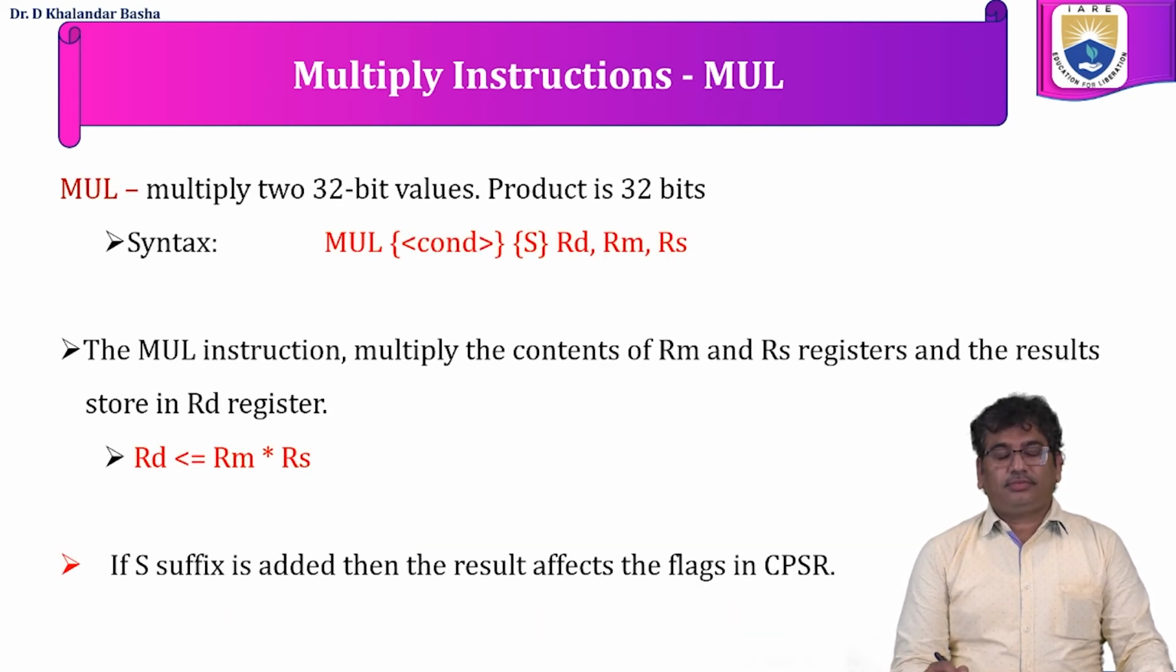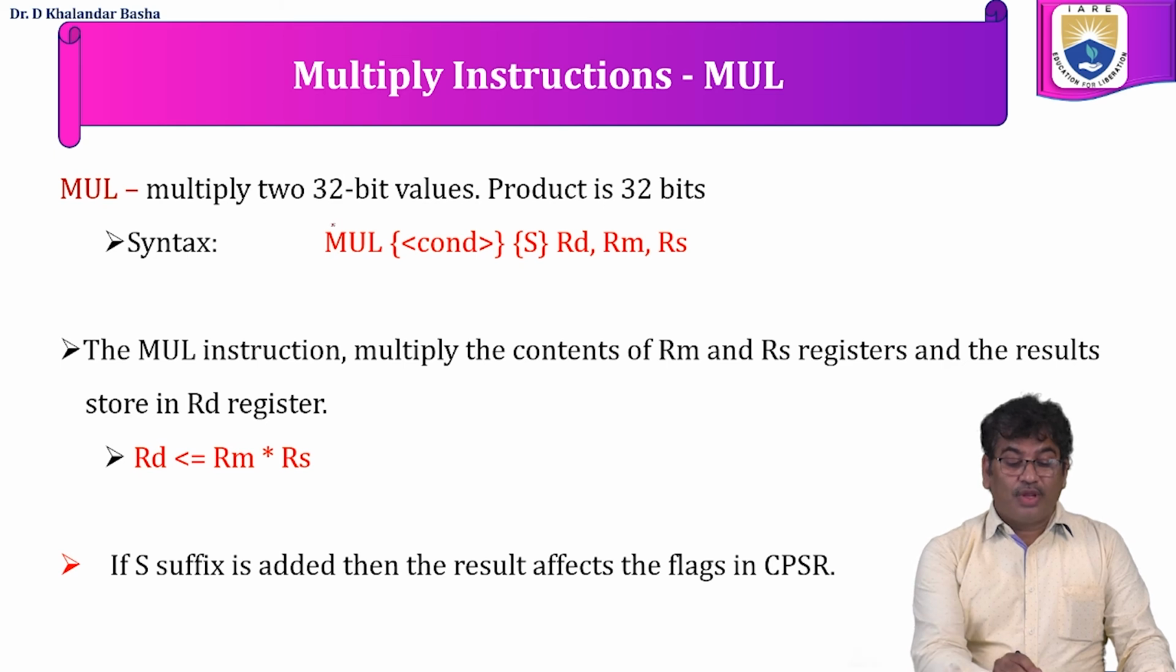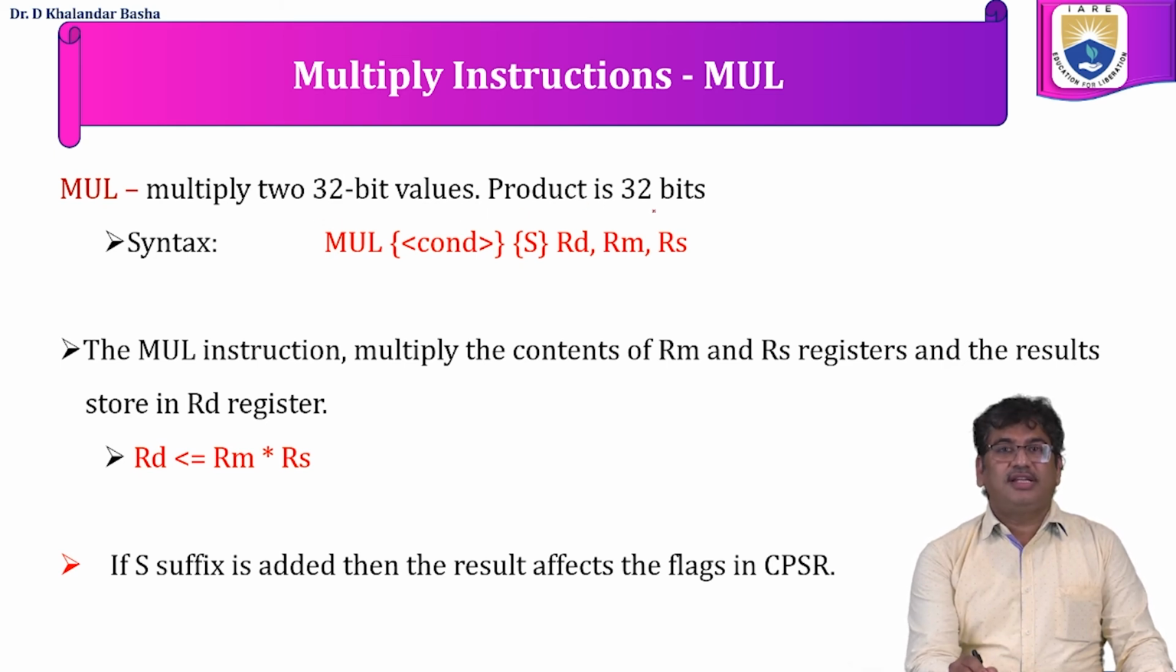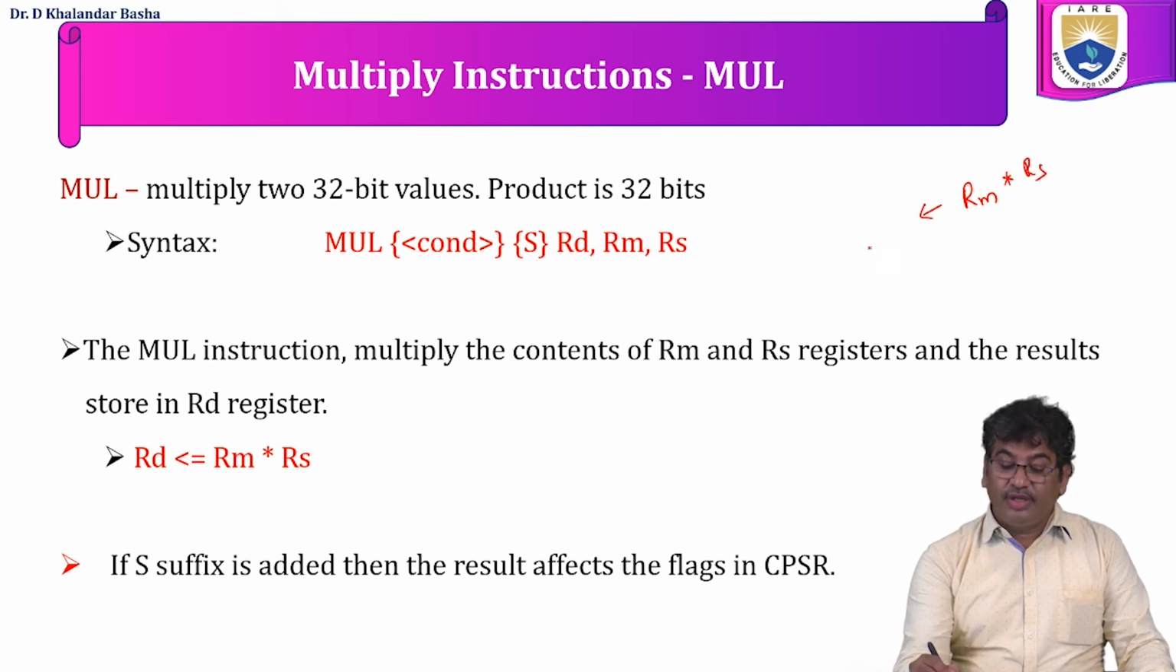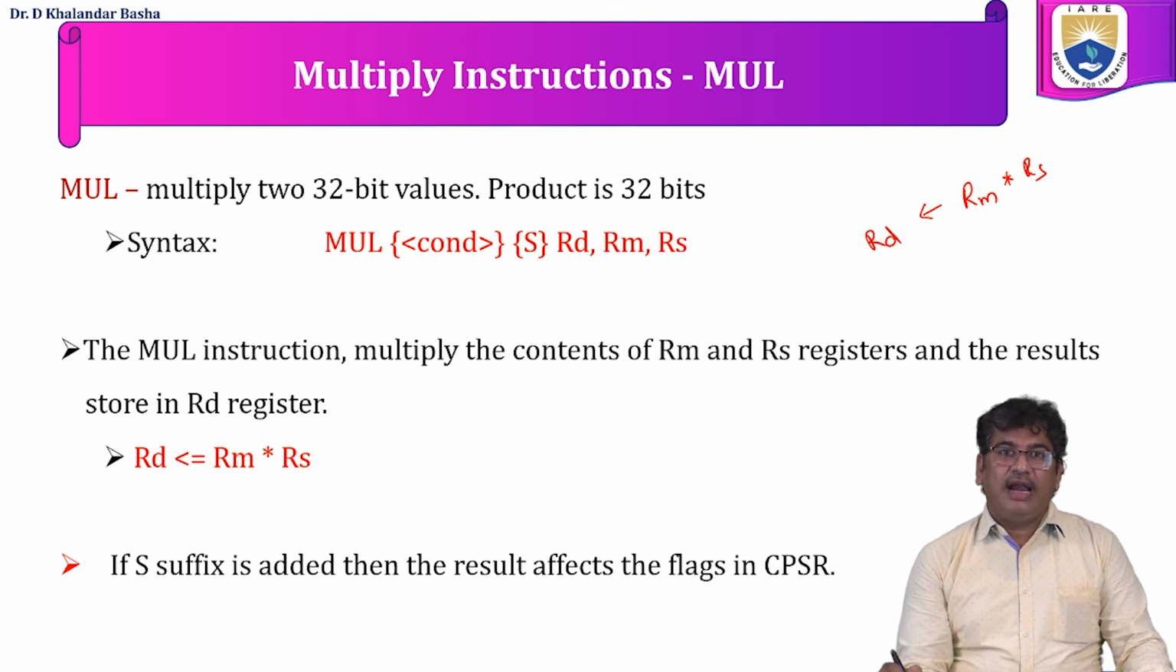The first instruction is MUL. This instruction multiplies 2 32-bit values and the result is also 32-bit size. The syntax of the instruction is MUL condition S Rd, Rm, Rs. So here the register Rm contents will be multiplied with Rs register contents and the result will be stored in Rd register. Here the source contents are 32-bit and the target product is also 32-bit size.